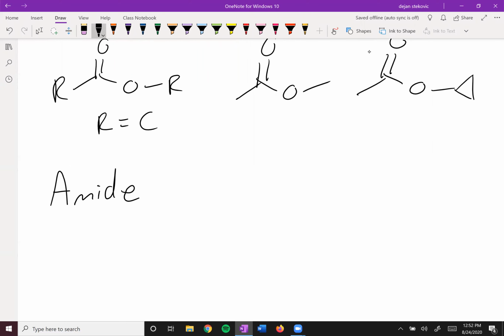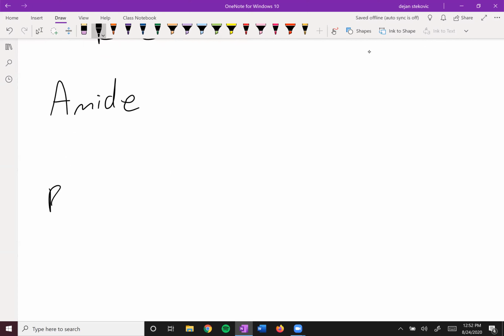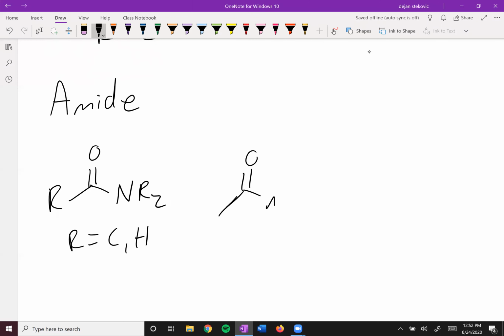Next up, we have an amide, which is similar to an ester or a carboxylic acid, except now we have nitrogens. So we have a carbon-oxygen double bond, and then we have nitrogens, right? And these R's can be carbons or hydrogens. So maybe something like this, very simple amide, or something more complex.